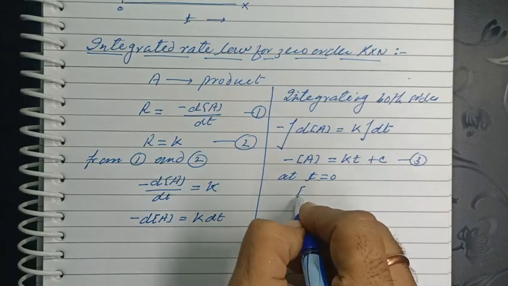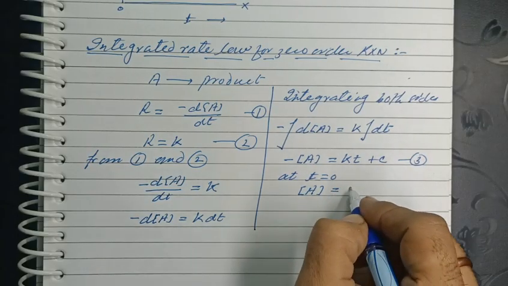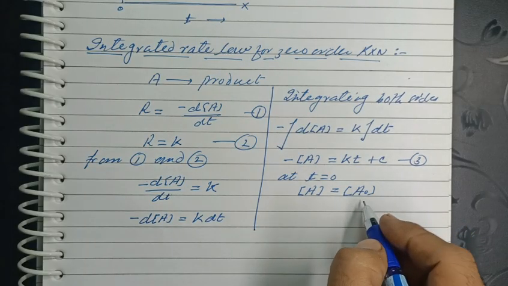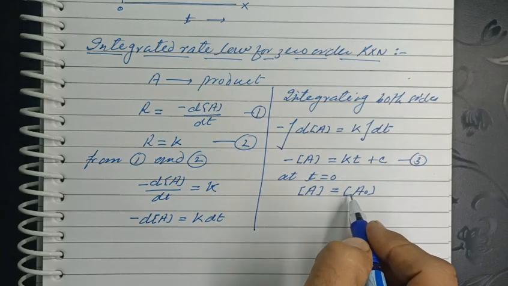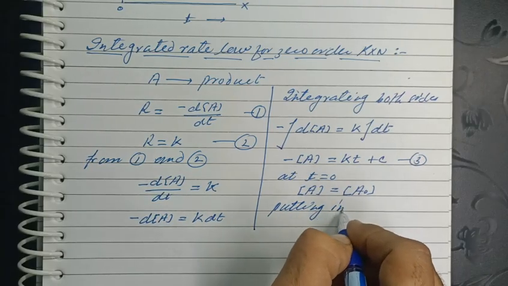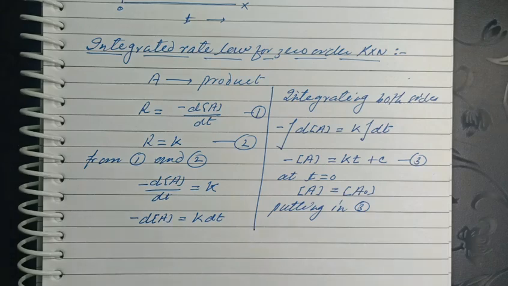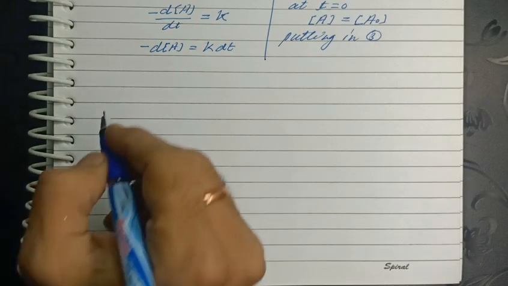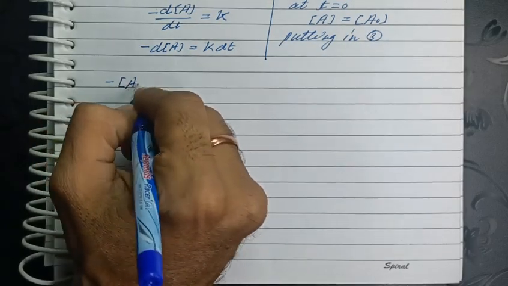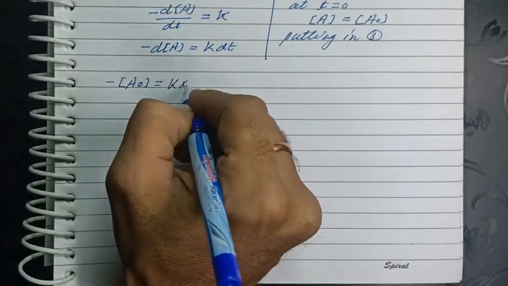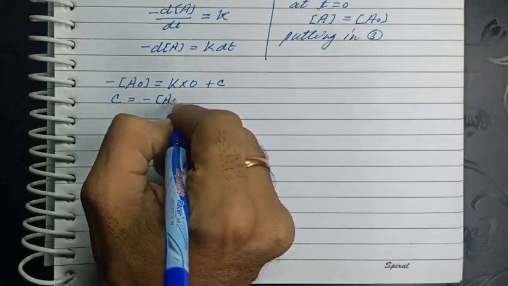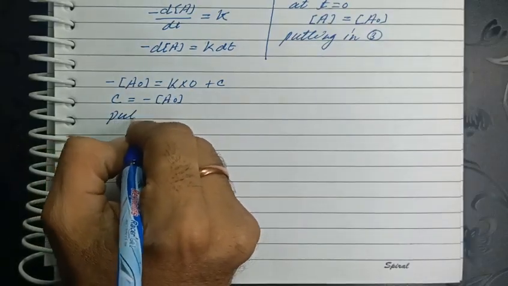At t is equal to 0, final concentration is equal to initial concentration. This is initial concentration. जब टाइम 0 है तो कोई भी concentration वो initial होगी. Putting in third, में इसे पुट कर देते हैं. थर्ड में पुट किया, we get minus A0 is equal to K into 0 plus C. C is equal to minus A0. C की वैल्यू आ गई.